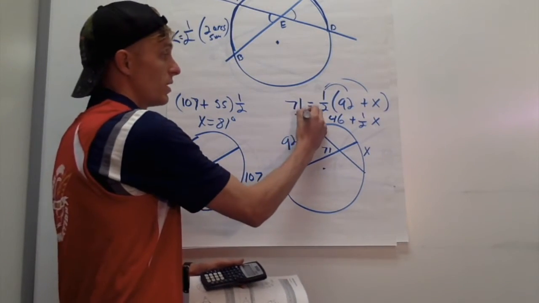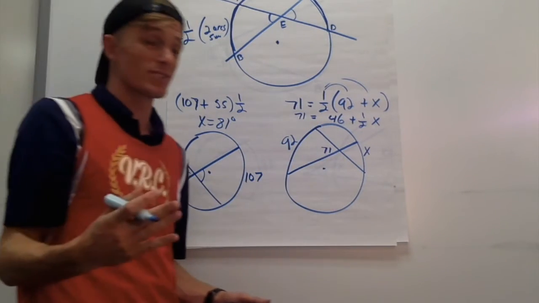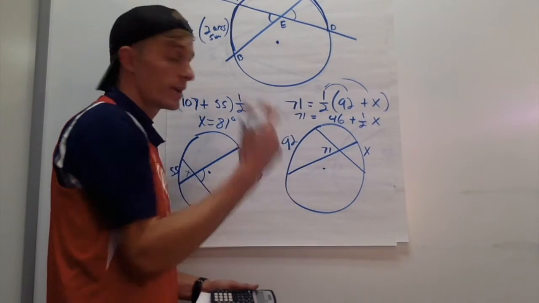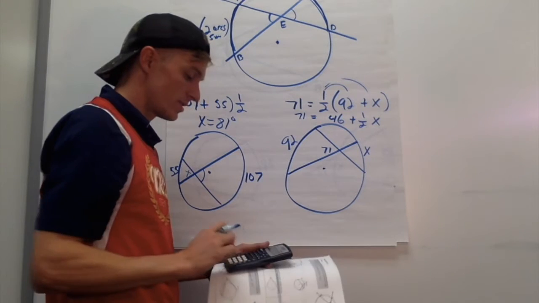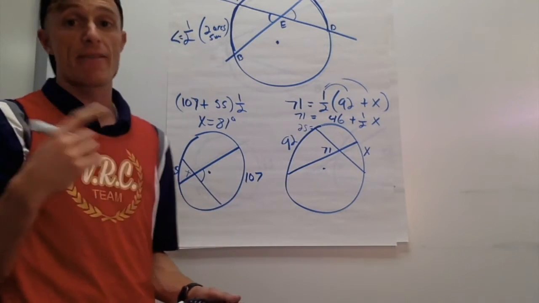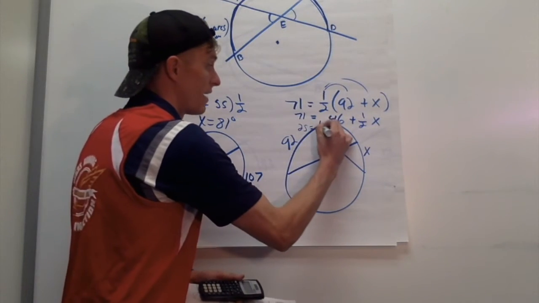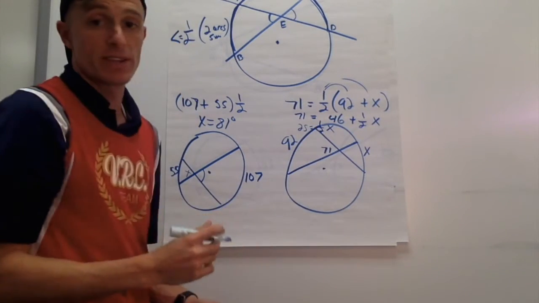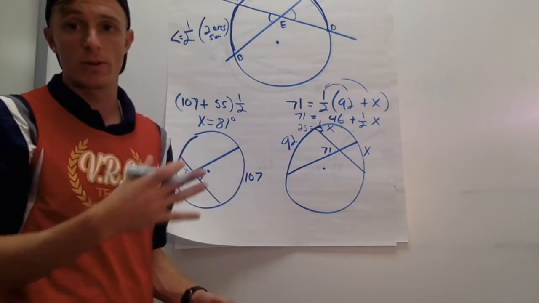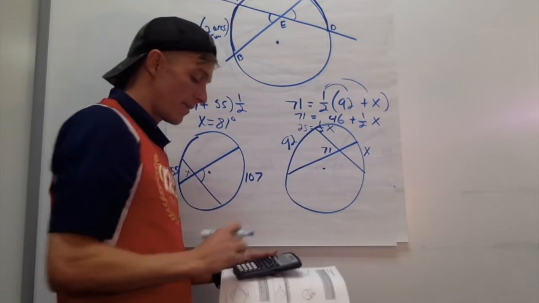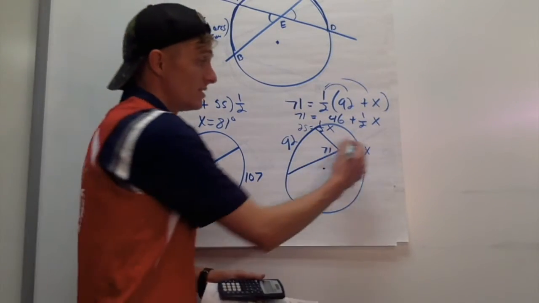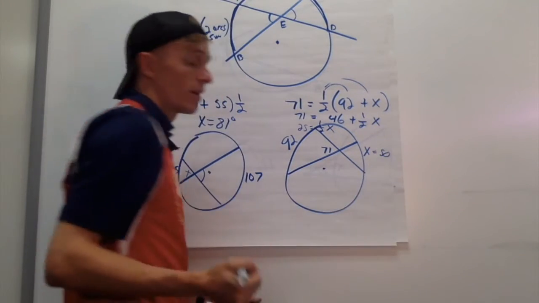Bring down the 71. Again, I don't have a lot of room, but you should know how to solve an equation like this. I'm going to subtract 46 from both sides, so go ahead and do that on your paper. 71 minus 46 gives me 25. And then I have 1/2 x. So I'm going to divide both sides by a half, or you can multiply by the reciprocal, either way. 25 divided by 0.5 is going to give us 50. So x is equal to 50. That is the arc length.